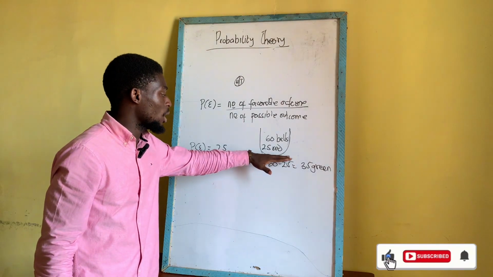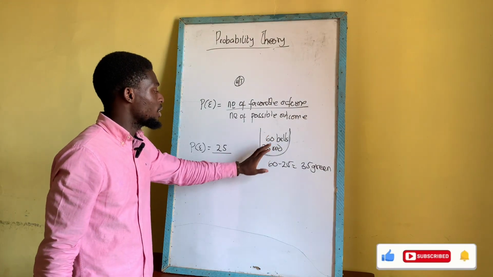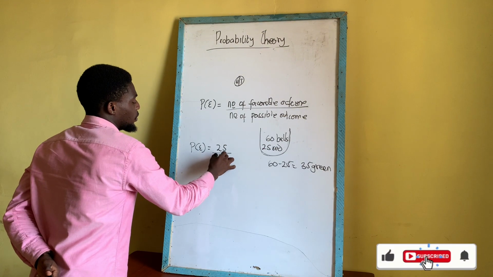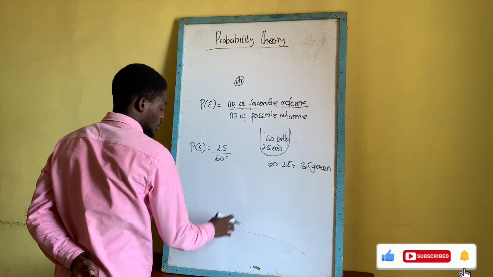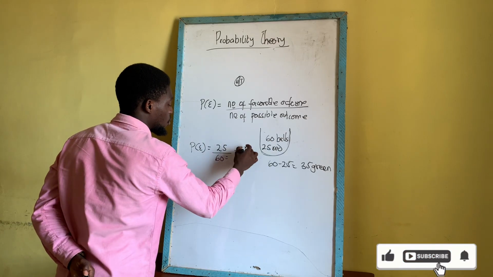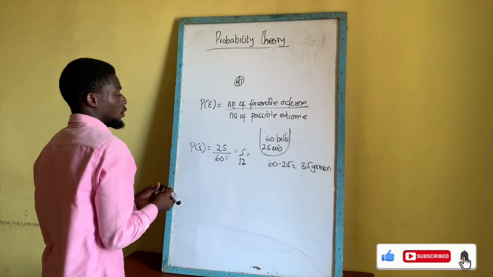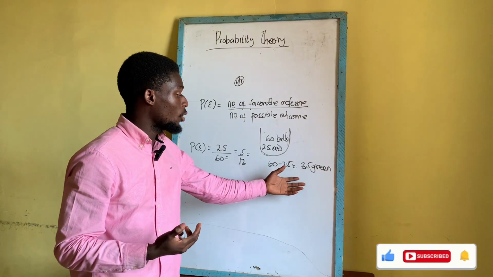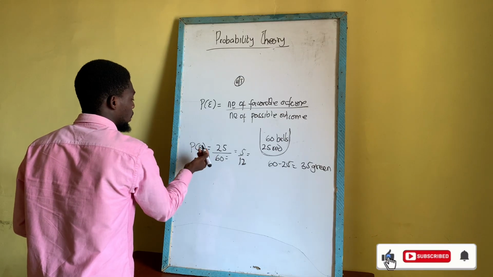So the number of possible outcomes in this beaker is 60. So 25 out of 60 becomes the probability of you picking a red ball in this beaker, which is 5 over 12. So if you also want to find the probability of you picking a green ball, it is also going to be... so this is the probability of you getting a red ball.